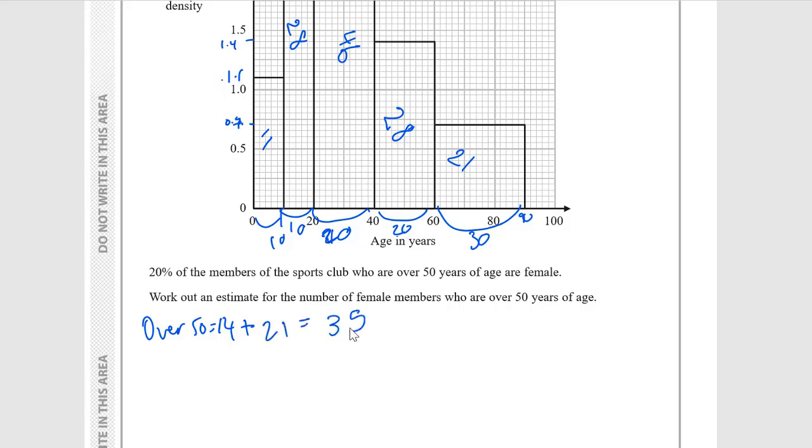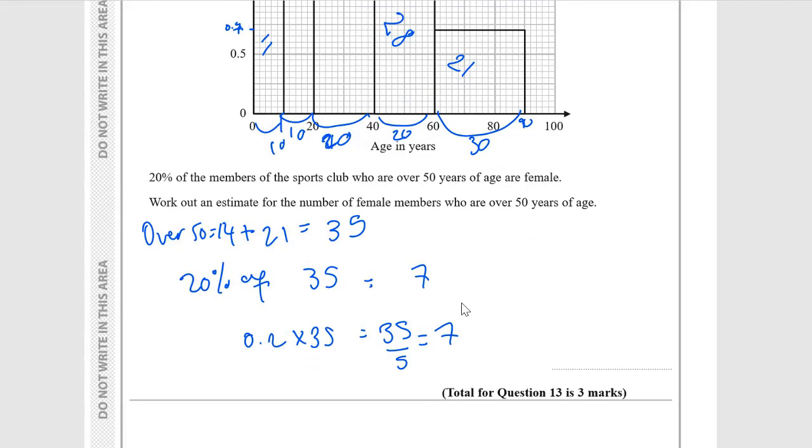Add them together, that gives 35. And then 20% of 35, because there's 20% of the members, is 7, because it's going to be 0.2 times 35, which is the same as 35 divided by 5, which just gives us 7. So that means 7 of the people over 50 are female.